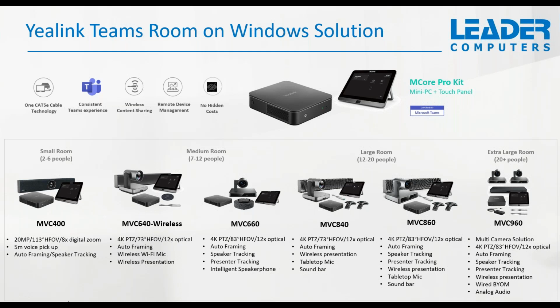Then we move up to the larger room space where we've got the MVC 840 and the MVC 860 kit. As you can see from the images, very, very similar kits. The main difference between these two kits is that camera. So whether we need that base camera with low-end basic AI features such as auto framing, or whether we need to go to that higher-end camera where we use speaker tracking and presenter tracking and stuff like that.